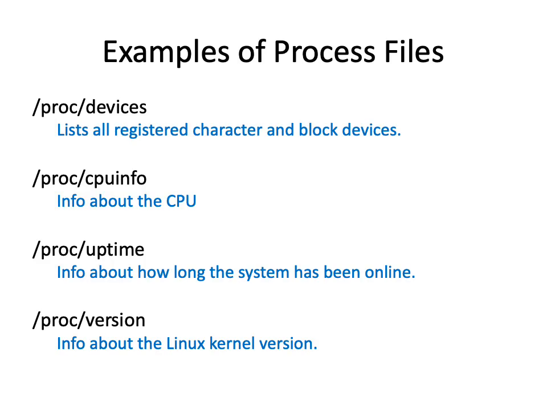Process files are related to device files in some ways. We'll talk more about threads and processes later, but I wanted to introduce some things. Here are some examples of process files. /proc/devices lists all registered character and block devices, which are different kinds of device files, and other things. /proc/cpuinfo gives you information about the CPU, like how many cores your computer has. /proc/uptime tells you how long the system has been online, so you can find out when you last restarted. And /proc/version has information about the Linux kernel version you're running.